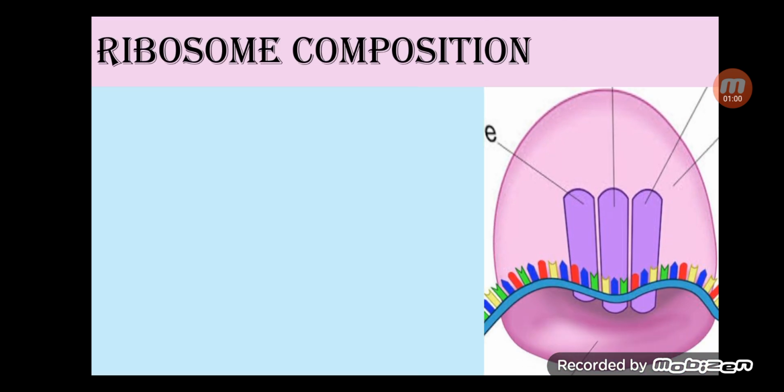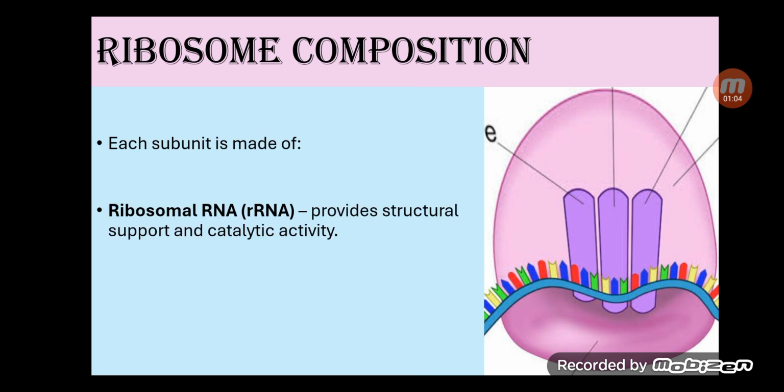Now let's talk about the ribosome's composition. Each subunit of a ribosome is made up of ribosomal RNA, that is also called rRNA, that provides structural support and catalytic activity. And the protein. So it has two main components. The first one is ribosomal RNA and the other one is protein. Protein assists in maintaining structure and function of ribosomes.